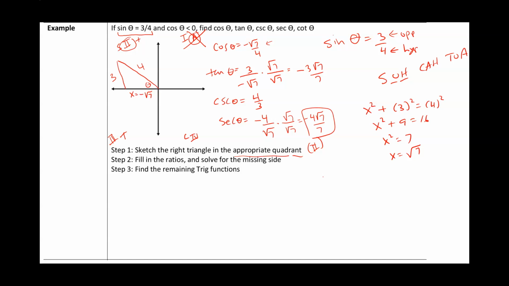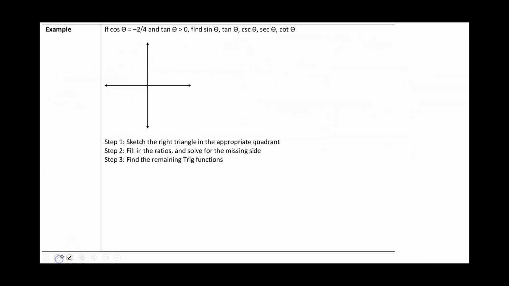And then finally, it says find the cotangent of theta, which I'll do on the side. I know my tangent of theta before I simplify it is 3 over negative radical 7. If I flip that, it'll be negative radical 7 over 3, and that will be the cotangent. And this last example, we will do in class.